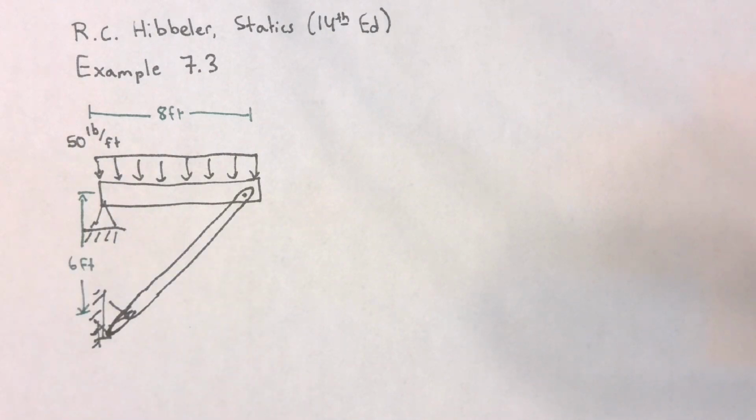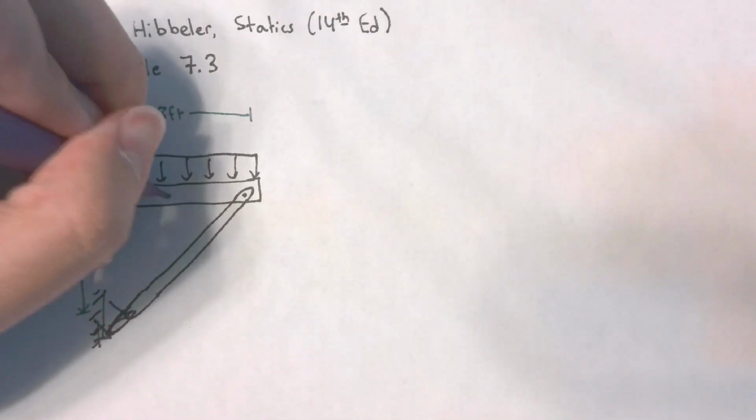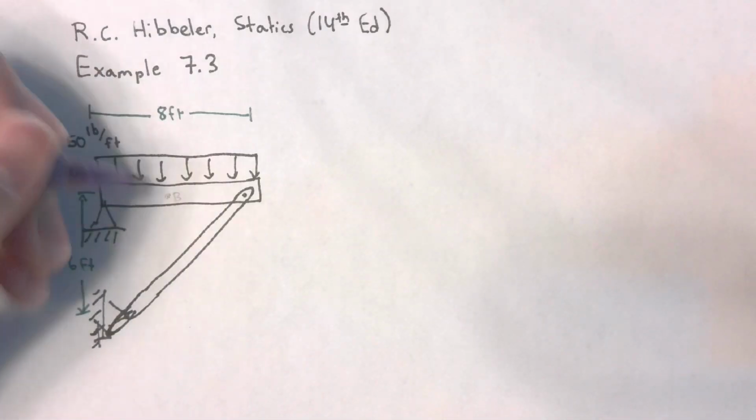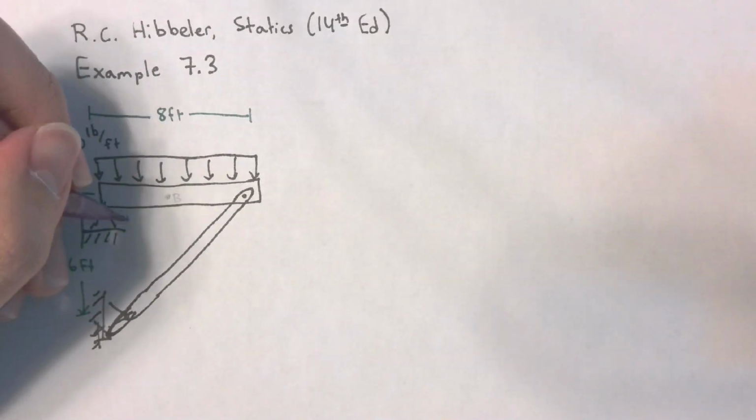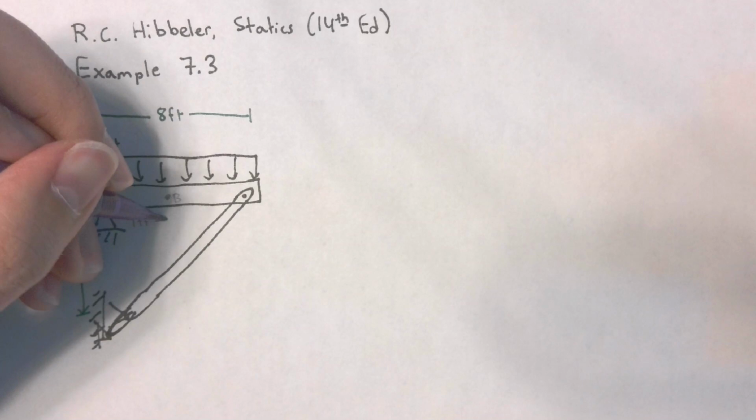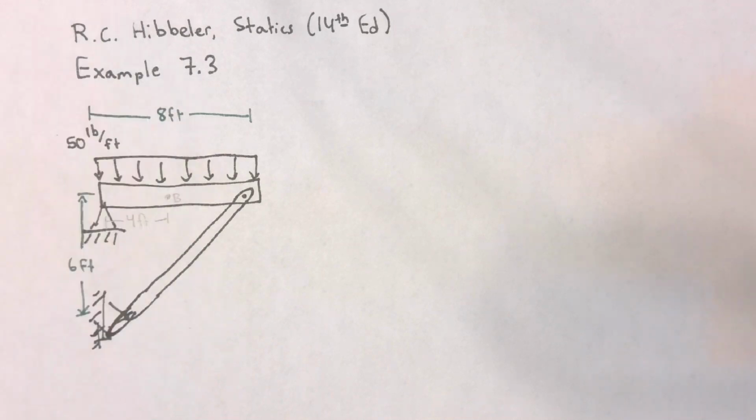Now, given this information, what is the normal force, the shear force, and the bending moment acting at point B? Point B is going to be right in the middle of this beam, at a distance of 4 feet. So given this information, we want to find the internal forces at point B.